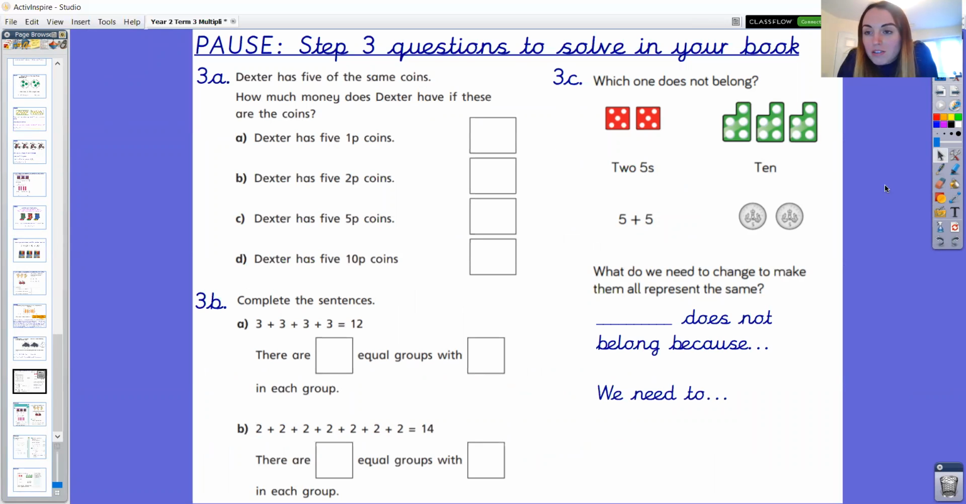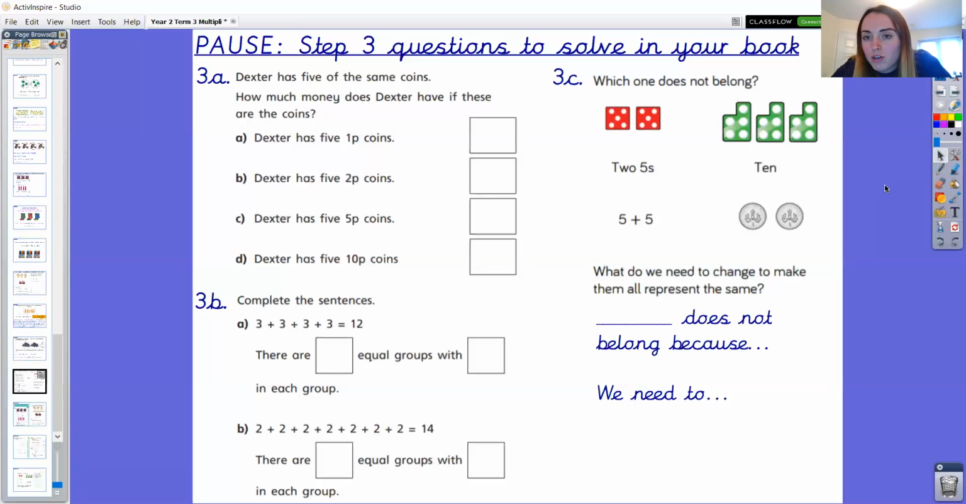There are 2 parts to 3B, so there is a number sentence for each part and a sentence underneath to explain what that number sentence means using your words. And on 3C, you're going to be solving a problem. Which one does not belong?